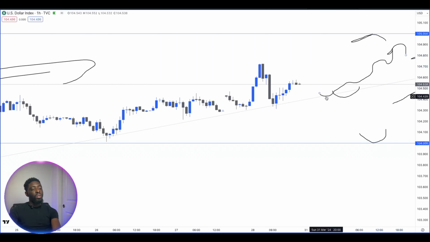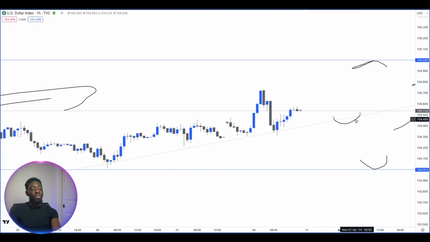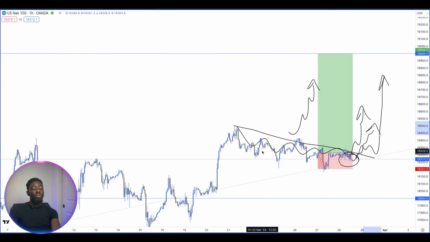So let's say the DXY decides to pull back into this trend line next week, like so, before taking the buys. This could take a couple of hours as well. And when you look at, say, NAS100, we could get some good buys to an area like this.